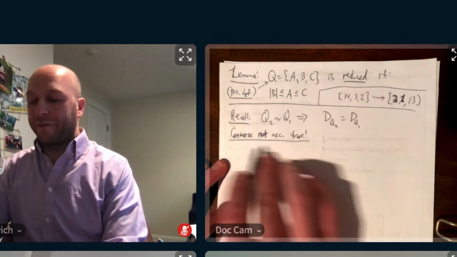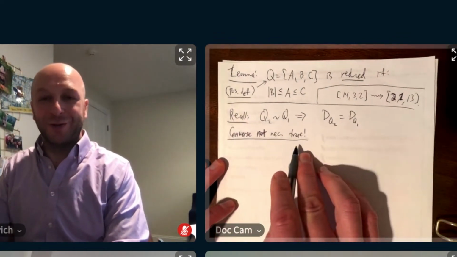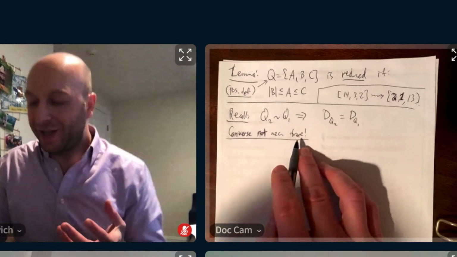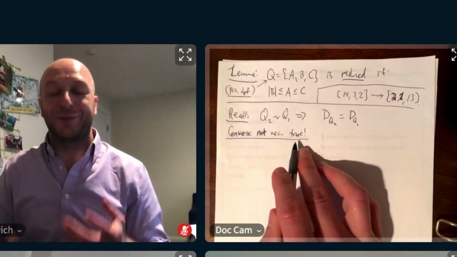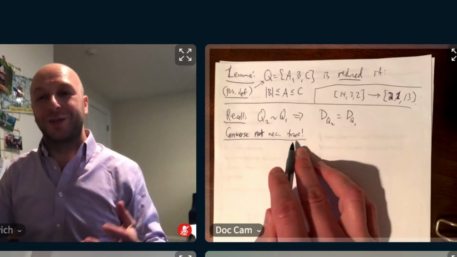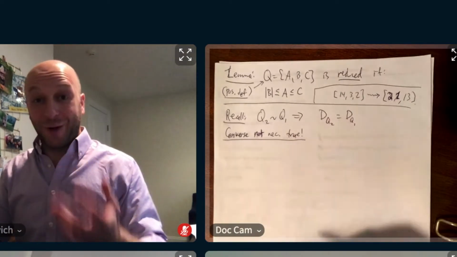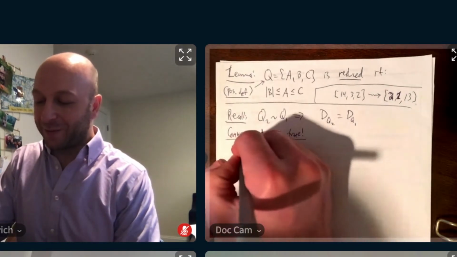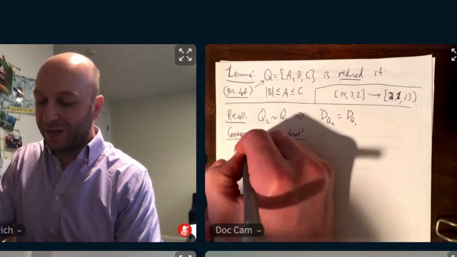In fact, the failure of the converse being true, when the converse isn't true, is exactly measuring a lack of unique factorization. So we're going to come all the way full circle to unique factorization domains right now. Let's see two examples. Example 1.